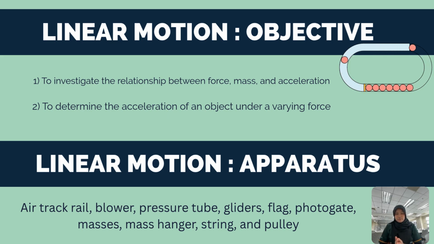The apparatus that we use for this experiment is air track rail, blower, pressure tube, gliders, flag, photogates, masses, mass hanger, string, and a pulley. Okay, I will pass the rest of the slides to my team members.